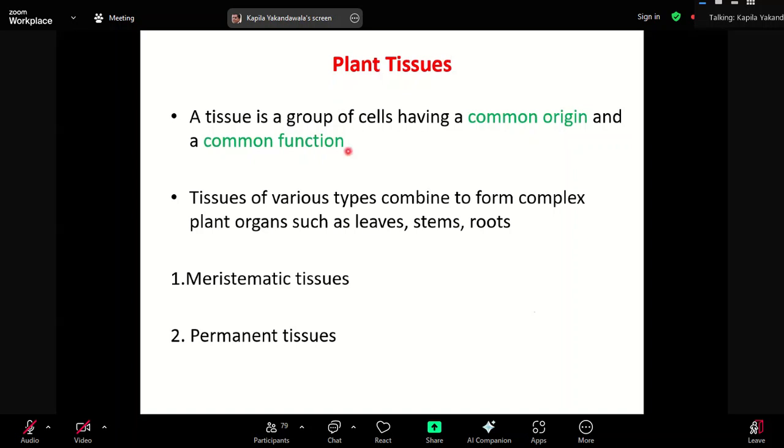So a group of cells of common origin and common function is called a tissue.